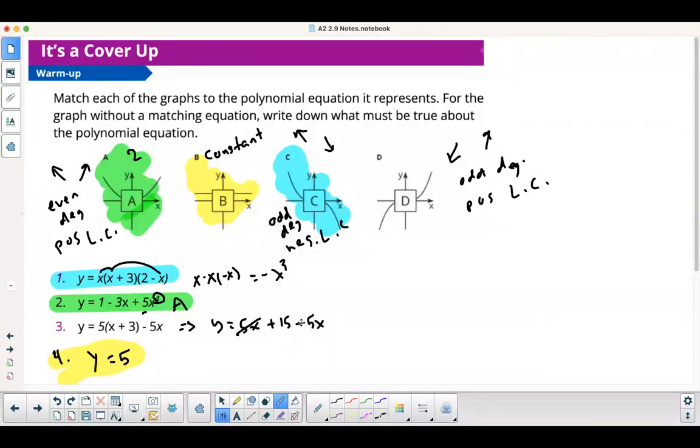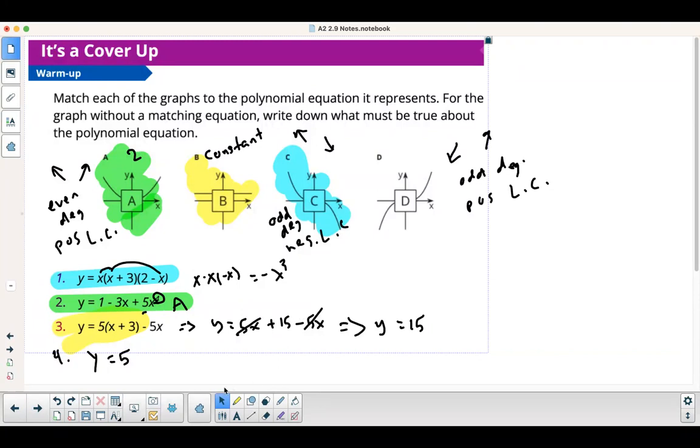So then these are like terms, so those cancel. So this thing here is going to be y equals 15. So that's a constant actually. So I'm actually wrong here. This one is actually a constant, although it's disguised. It doesn't look like a constant, but once you get it simplified, you see that it is in fact a constant. So that would not be my last equation here. So I need to write one to match up with that.